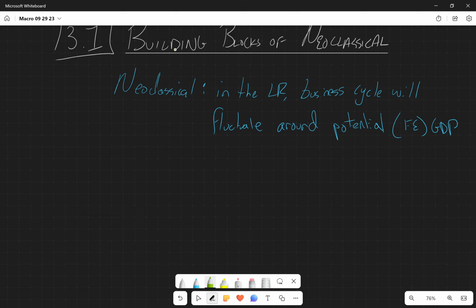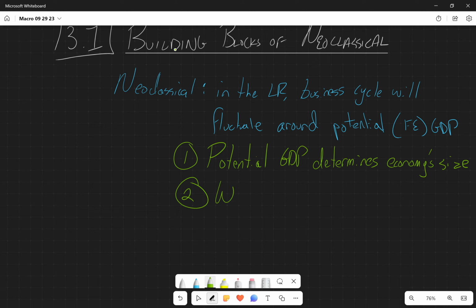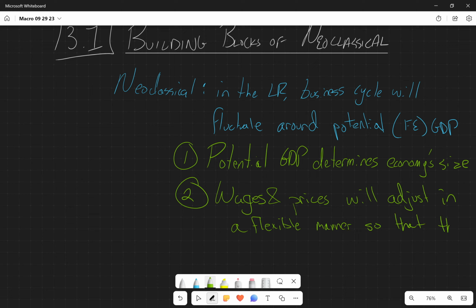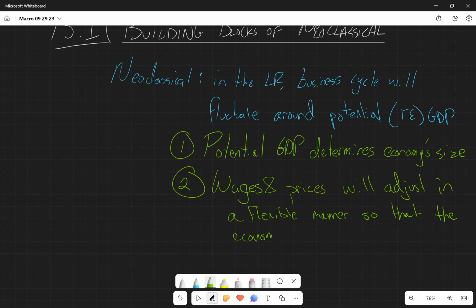And so the main building blocks of neoclassical economics are, one, potential GDP determines the economy's size. And then two, wages and prices will adjust in a flexible manner so that the economy will adjust back to YP, potential GDP.